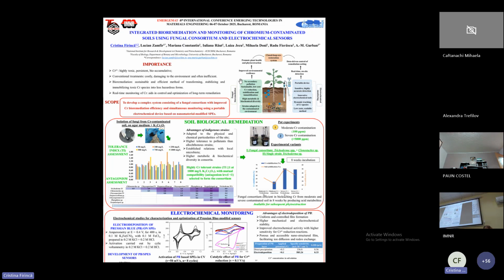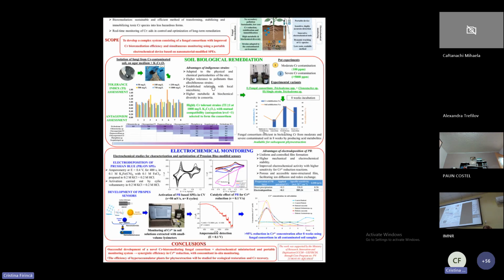In that sense, our research aims to develop a complex system that combines a fungal consortium, highly efficient in chromium bioremediation, and real-time monitoring through an electrochemical device based on nanomaterial modified screen-printed sensors. We have isolated fungal strains from soil highly contaminated with chromium in Bucharest, and we have selected the most suitable ones based on compatibility and tolerance to high concentrations of potassium bichromate.